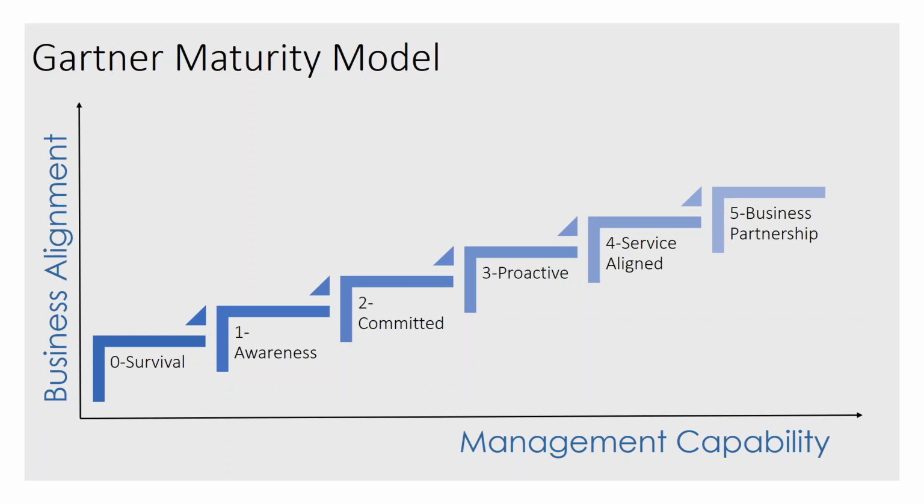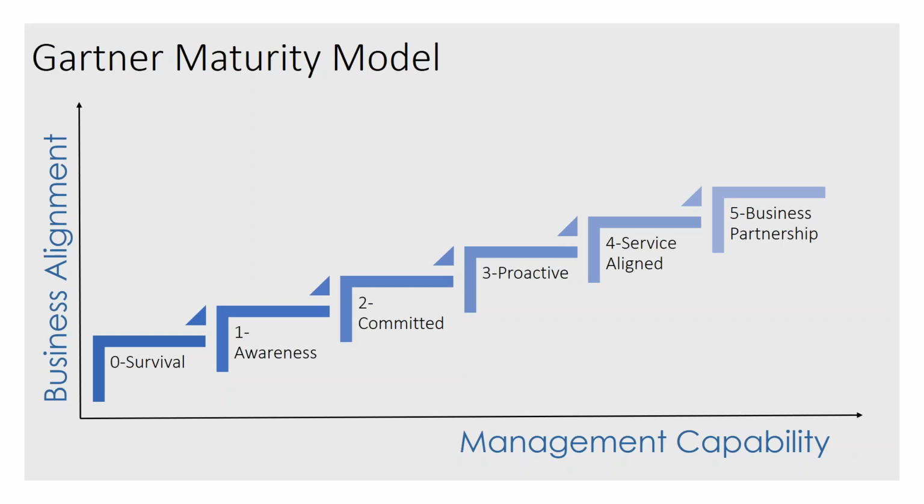So if you have very low business alignment and very low management capability, you're going to be down at maturity level 0 or 1. And as you move up in the maturity levels, your management capability is increasing dramatically, and the business alignment of IT with the business needs of the organization is also increasing dramatically.